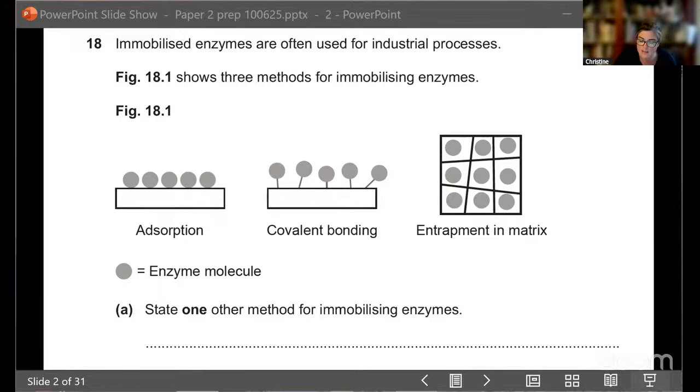Immobilizing the enzyme. So they've told you about the covalent bonding, they've told you about adsorption, and they've told you about putting it into a matrix and trapping it.